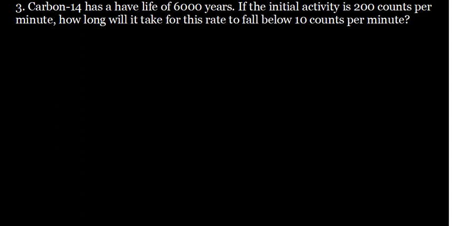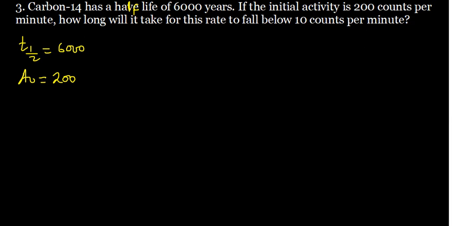Okay, let's try this. Carbon-14 has a half-life of 6,000 years. So we've been given the half-life, that is 6,000 years. If the initial amount, that is A0, is 200 counts per minute, how long will it take for this rate to fall below 10 counts per minute?